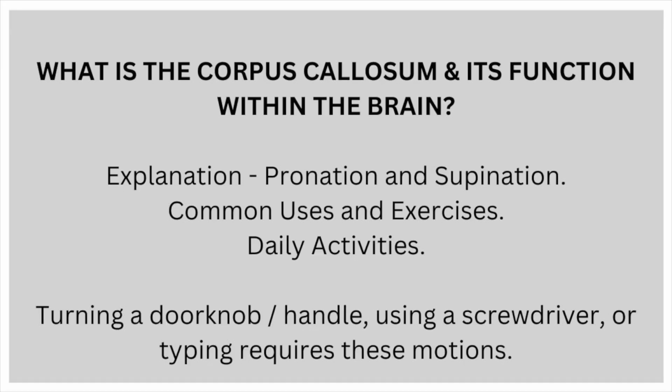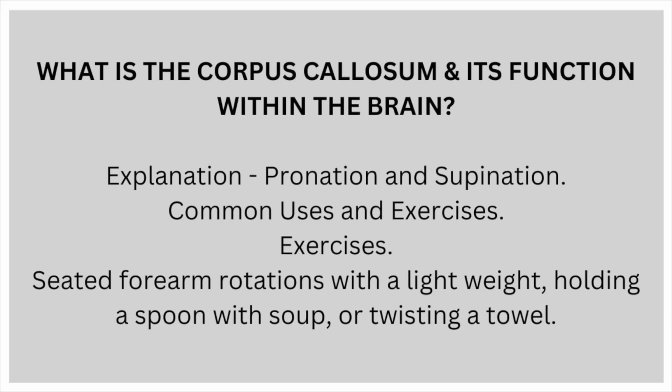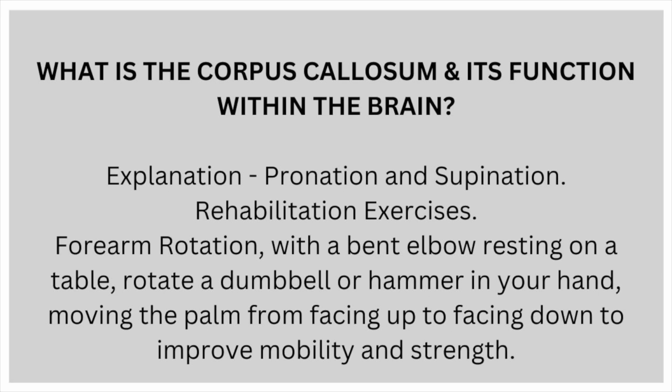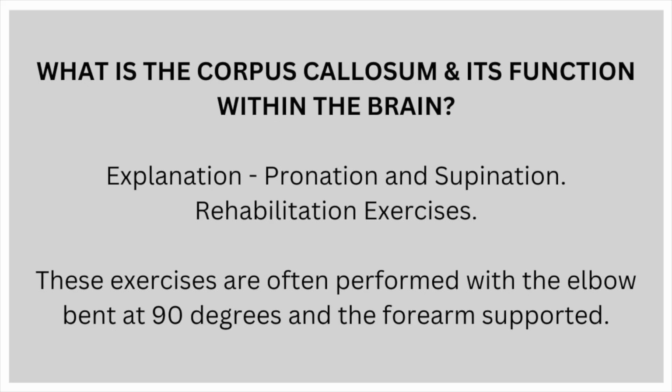Common uses and exercises. Daily activities: turning a door handle, using a screwdriver or typing requires these motions. Exercises: seated forearm rotations with a light weight, holding a spoon with soup or twisting a towel. Rehabilitation exercises: forearm rotation with a bent elbow resting on a table. Rotate a dumbbell or hammer in your hand, moving the palm from facing up to facing down to improve mobility and strength. These exercises are often performed with the elbow bent at 90 degrees and the forearm supported.